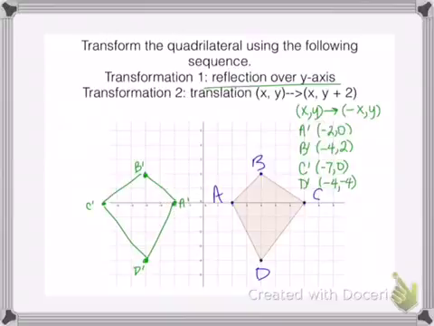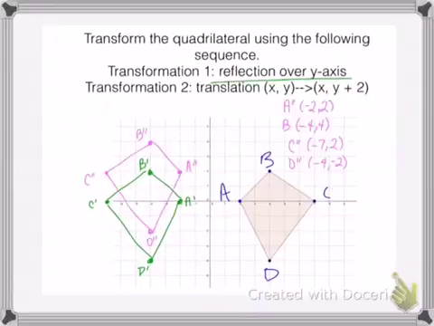Next, it wants me to do transformation 2, and I want to translate it x comma y plus 2. So again, you want to go from your image and translate it up 2. So this would be the picture. It's the burgundy picture here. That is my image after I translated it up 2 units.